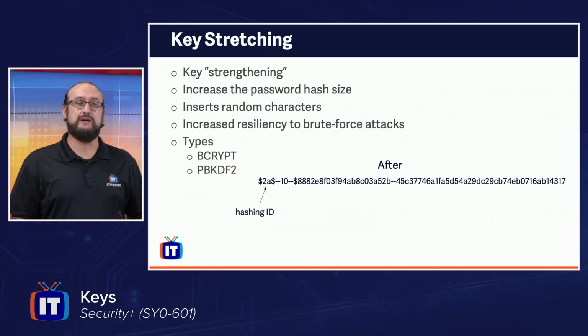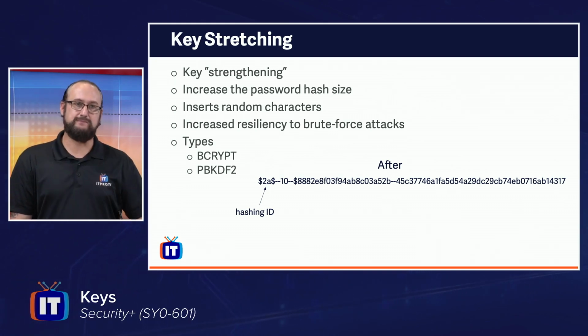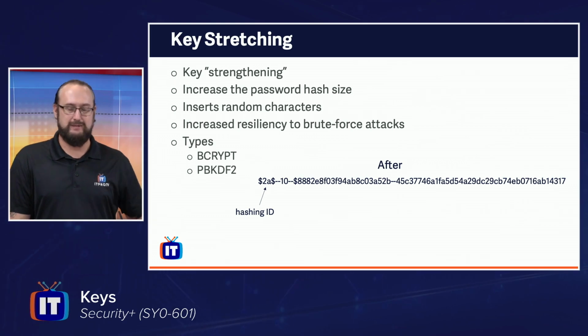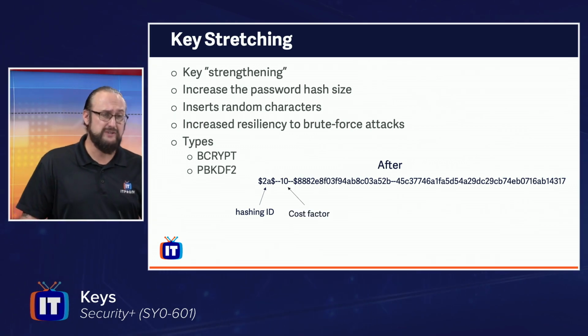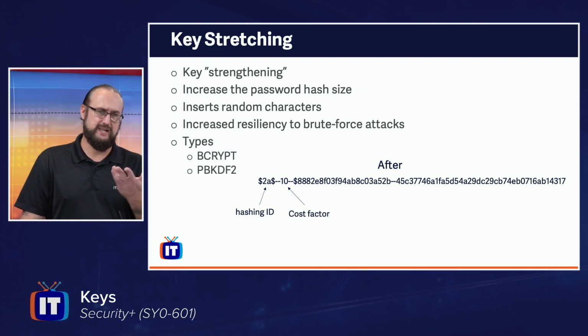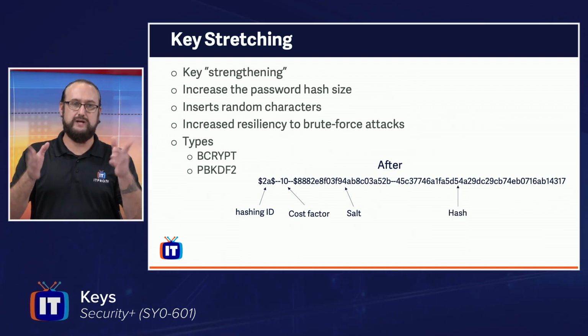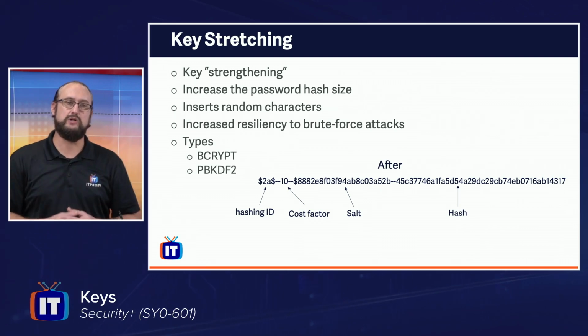All right, so what we have here is a hashing ID, and that identifies that the bcrypt hashing algorithm was used. Again, that's going to be a Blowfish cipher. Then there's a cost factor. How many times do we run through this? This is 2 to the power of 10, if you will. And then we have the salt that's added, as well as the hash value. Now, this is one solid string here. Take the dashes out, and this is what it would look like.